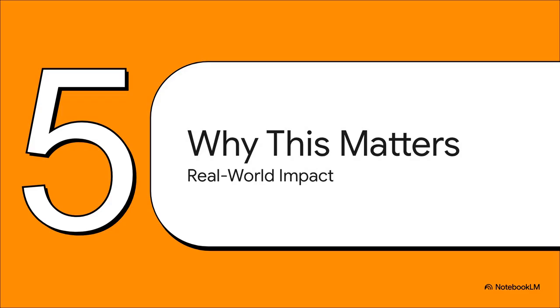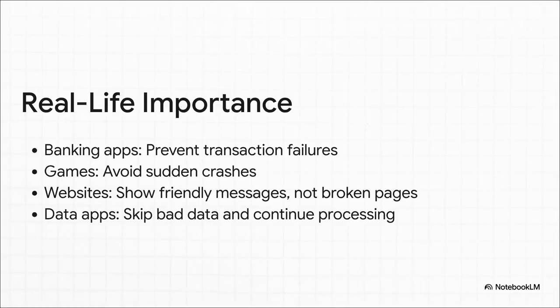So, we've covered a lot of the how, but let's step back for a second and talk about the why. Why does all this matter so much? Well, let's connect it to the real world. This isn't just some academic exercise. Error handling is the invisible backbone of literally all professional software. It's what keeps your banking app from failing mid-transaction. It's what stops your favorite video game from crashing to the desktop. It's the reason a website shows you a friendly oops message instead of just a broken white page. It is everywhere, and it's what makes software reliable.